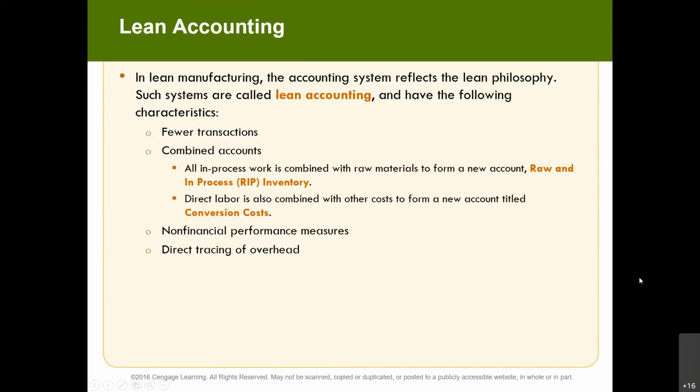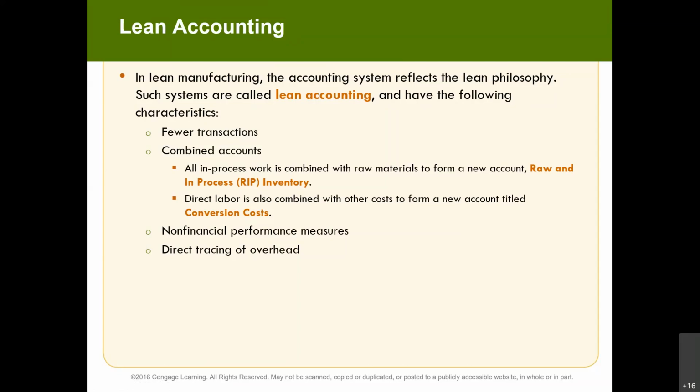Okay, so we talked about lean manufacturing. We talked about other lean businesses. Now let's talk about lean accounting. In lean manufacturing, the accounting system reflects a lean philosophy. Such systems are called lean accounting. This has the following characteristics. We have fewer transactions. We have combined accounts, non-financial performance measures, and direct tracing of overhead. These all make up lean accounting.